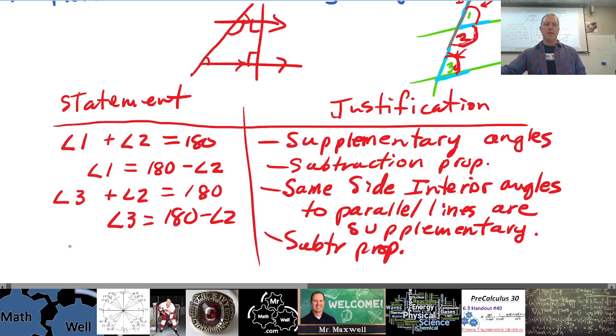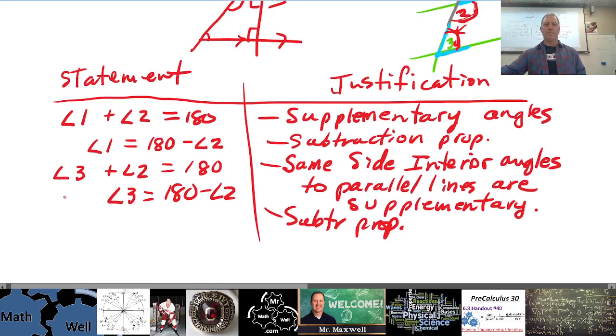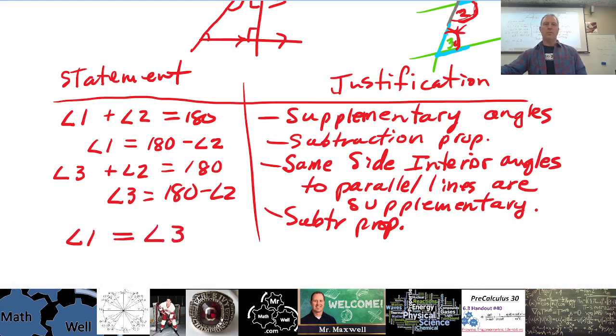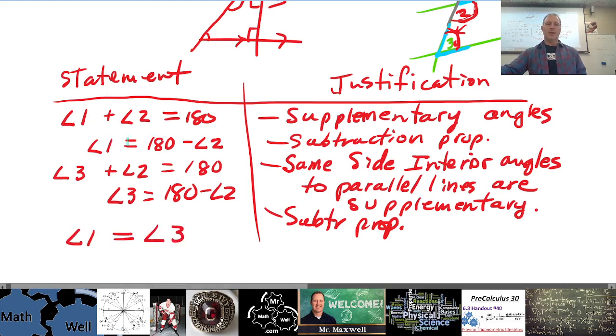So what can I say as a concluding statement here? Angle 1 equals angle 3. Angle 1 equals angle 3, and we see that in the proof because angle 1 equals 180 minus angle 2, and angle 3 is 180 minus angle 2. So what property do we use there for this? Yep, transitive property.